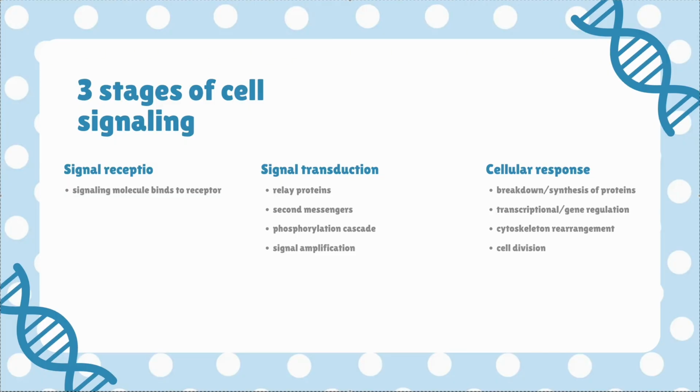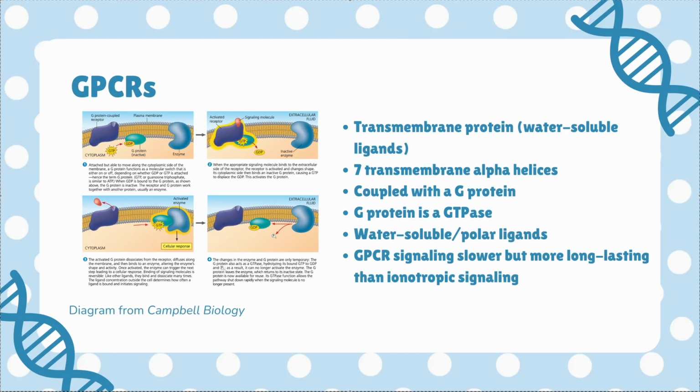Now, this is crucial in cell division. In prophase, various phosphorylated proteins activate the breakdown of the nuclear lamina. And cell division, apoptosis, those are all part of the cellular response. Now we'll be moving on to the specific transmembrane proteins.